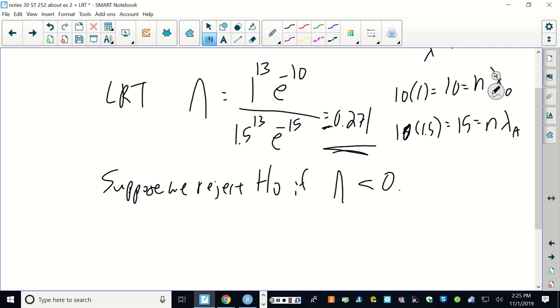Why is it negative? Oh, this is a log. Sorry, I take a log of this. That's why it's negative. I was wondering why this is negative. And so it's the log of all this. But because the log is less than 0, that means the ratio is less than 1. So it means that 1.5 is a more likely value than 1.